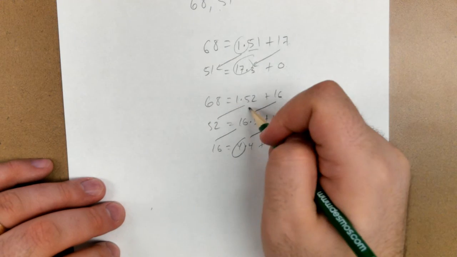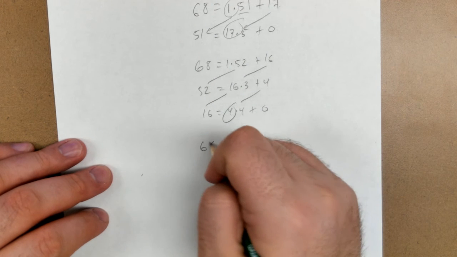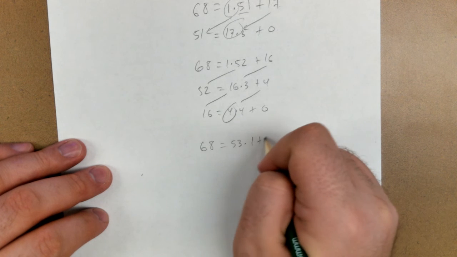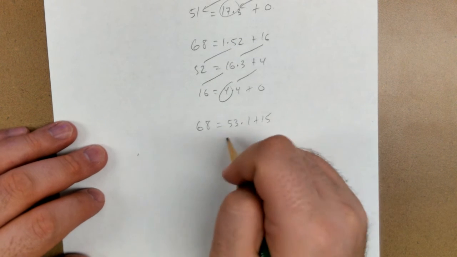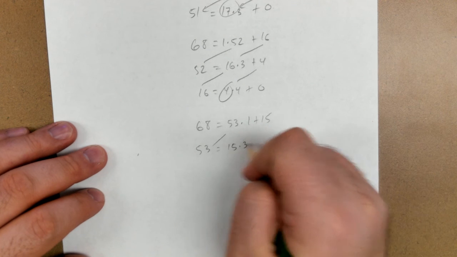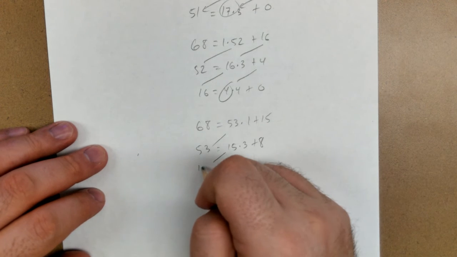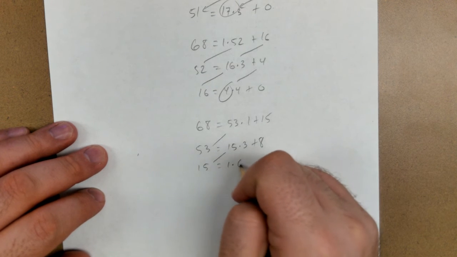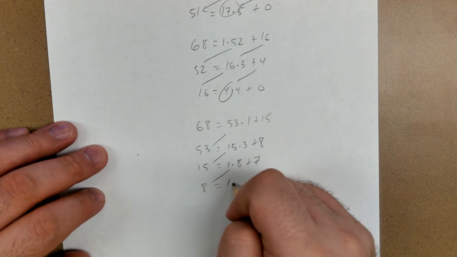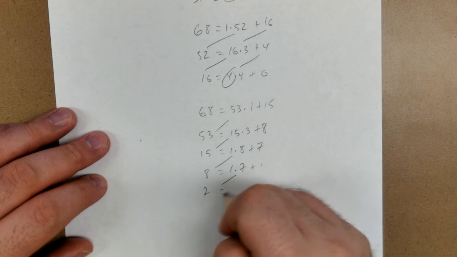4 times 13, 4 times 17. And let's do 68 and 53, and then we'll stop. So times 1, and you'd have 15. And then bring over 53, and then 15 times 3, 45, you do plus 8. Bring over 15, and then you have 1 times 8 plus 7. Bring over 8 and 7, plus 1. And then bring over 7 and 1.